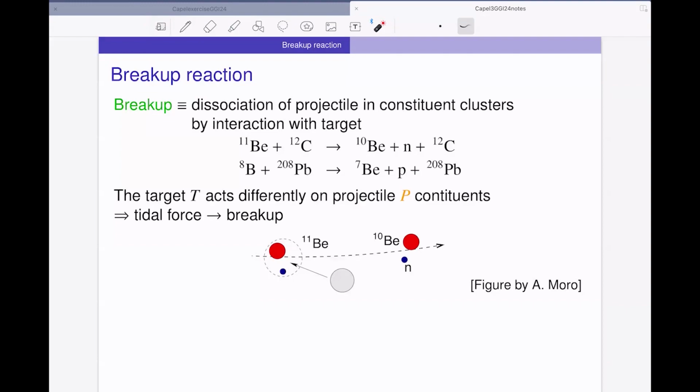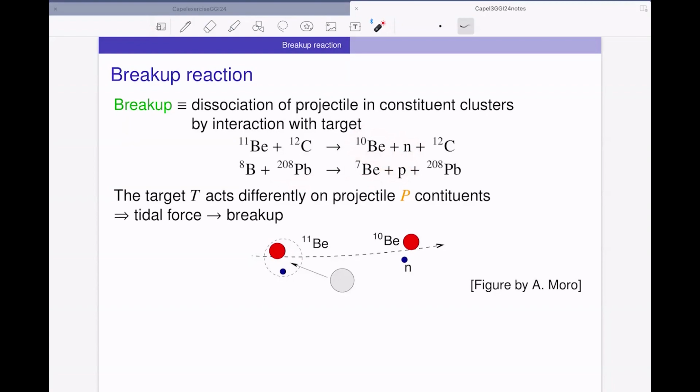So as I said this morning, what I will discuss is the actual dissociation of a projectile into its constituents, so clusters of nucleons, through the interaction with the target. We've seen this morning an example, beryllium 11 breaking up into beryllium 10 and a neutron. If you take boron 8, which is supposed to be a one proton halo nucleus, it's a very loosely bound system. It's bound by 130 or 140 keV into beryllium 7 plus p on a lead target.